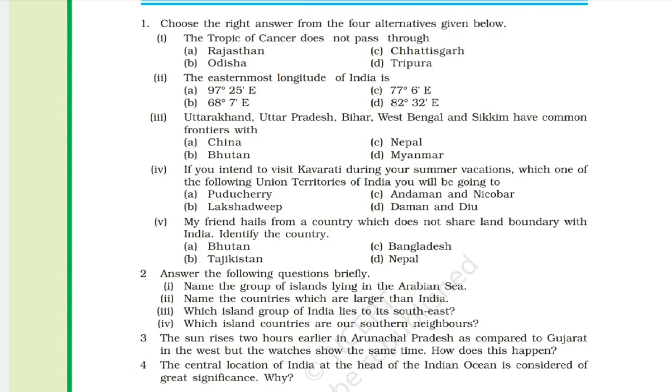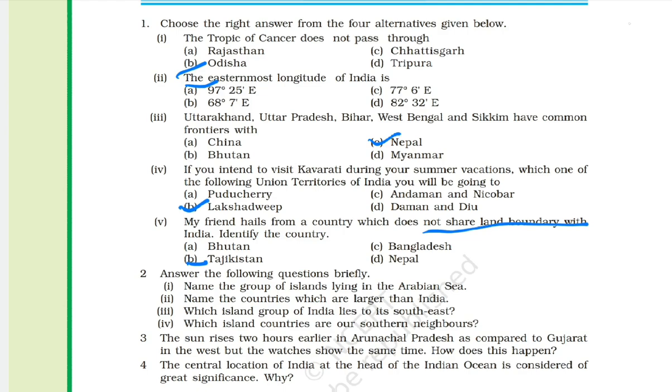My friend hails from a country which does not share a land boundary with India. Identify the country: Tajikistan, Bhutan, Bangladesh, Nepal. Tajikistan. Bhutan definitely has a land boundary with India. Bangladesh does too. Nepal too. So Tajikistan. Name the group of islands lying in the Arabian Sea. Lakshadweep Islands. Name the countries which are larger than India. China, USA, Russia, Canada, Brazil, Australia. The island group of India which lies to its southeast is the Andaman and Nicobar Islands.